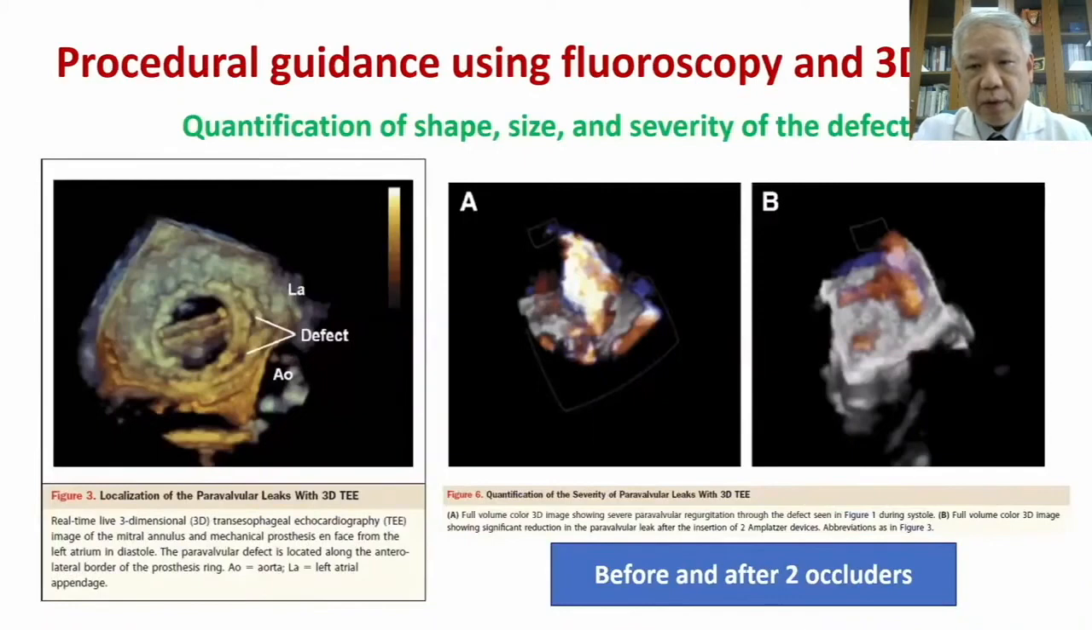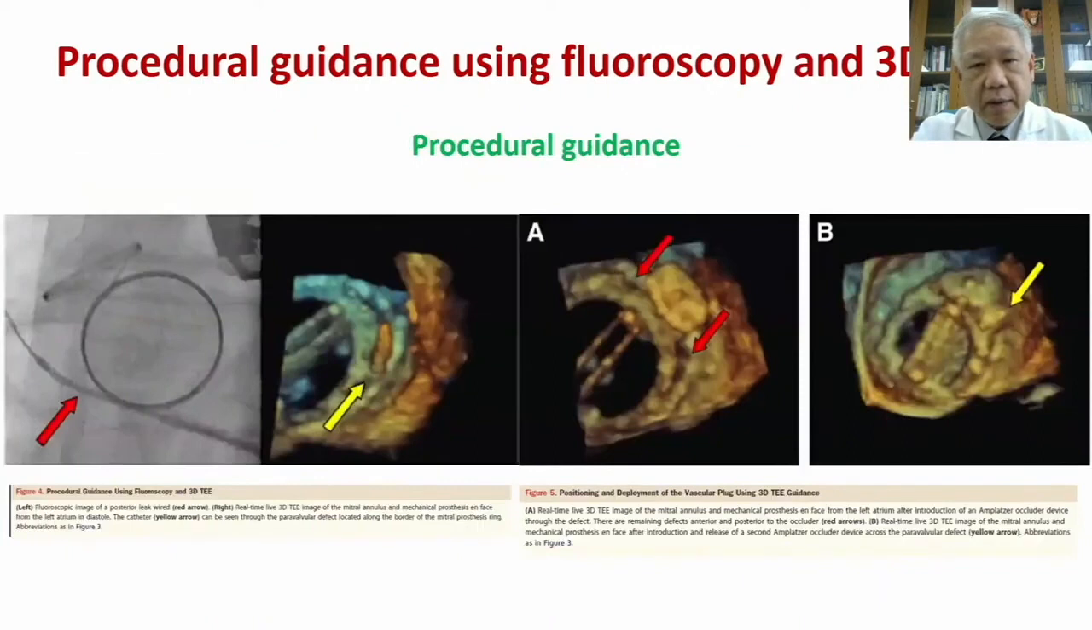3D TEE is useful in quantification of the shape, size, and severity of the defect. As shown in this slide, we can clearly identify where the leak is, and we can evaluate the severity of the leak before and after treatment. 3D TEE can also guide the transcatheter procedure. You can see the wires through the leakage and the occluder after deployment.